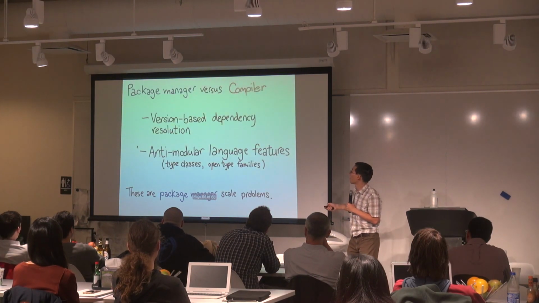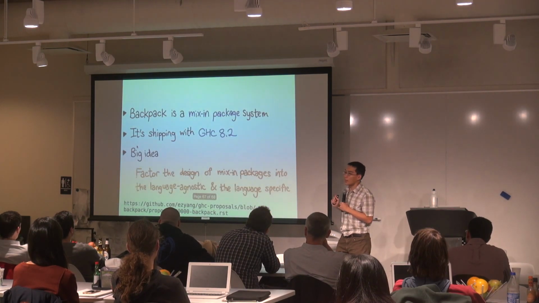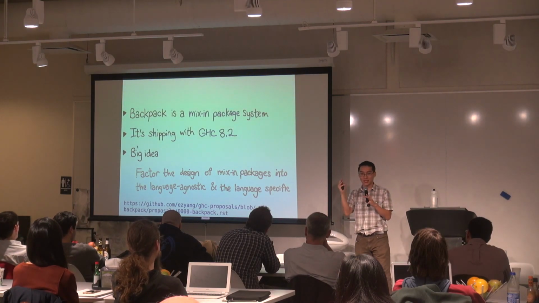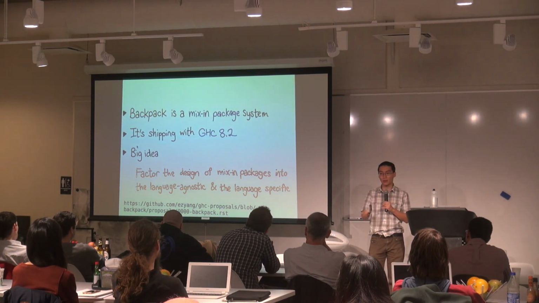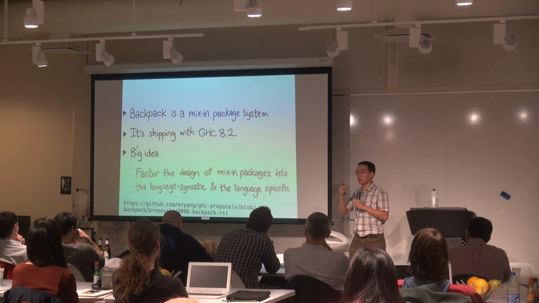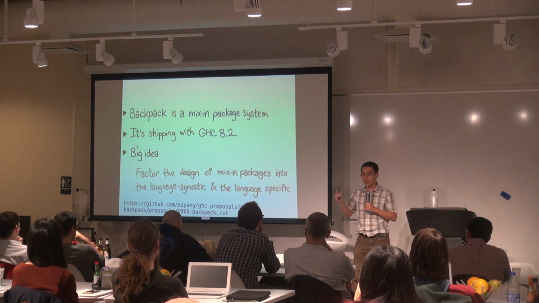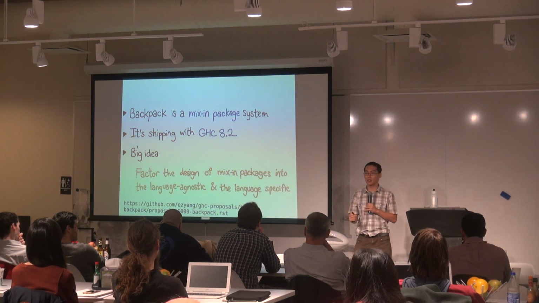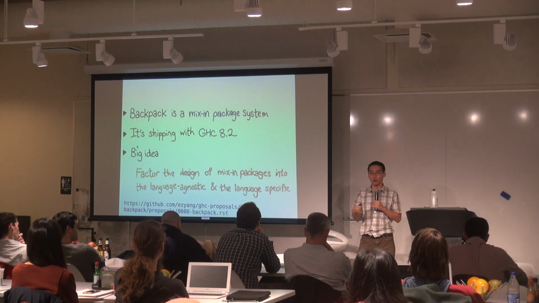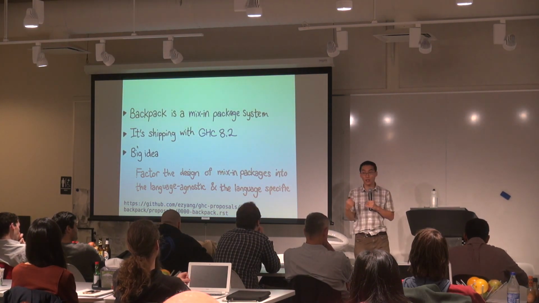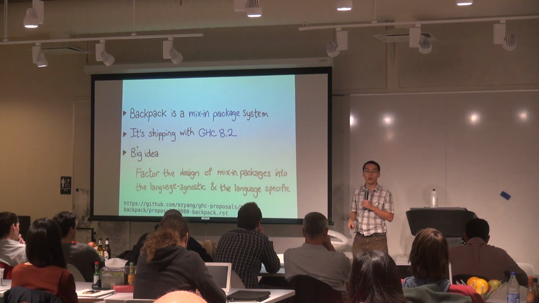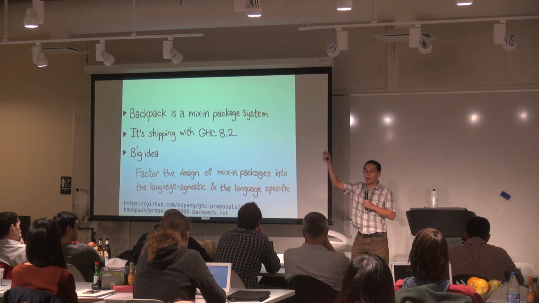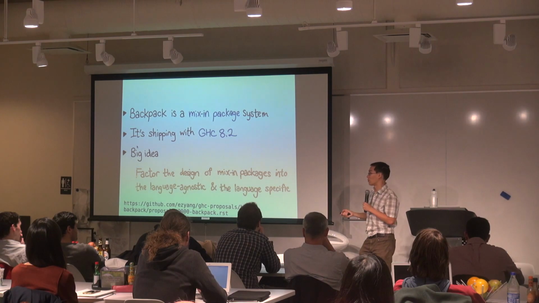So Backpack is a mixin package system. It lets you parameterize packages by signatures. You give the types for the signatures, you can type check without an implementation, and later a user can decide to instantiate it however they want. It's shipping with GHC 8.2. If you use HVR's PPA, an Ubuntu PPA that has various versions of GHC, you can download GHC head and try it out for yourself. You'll need a new version of cabal-install, but just download a Git checkout of cabal-install and build it, and you'll get the most recent version.